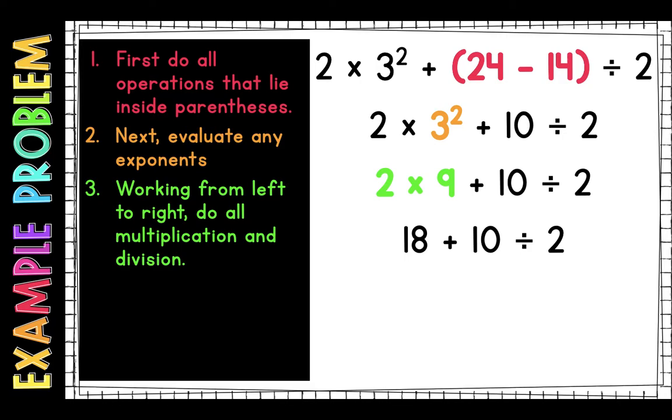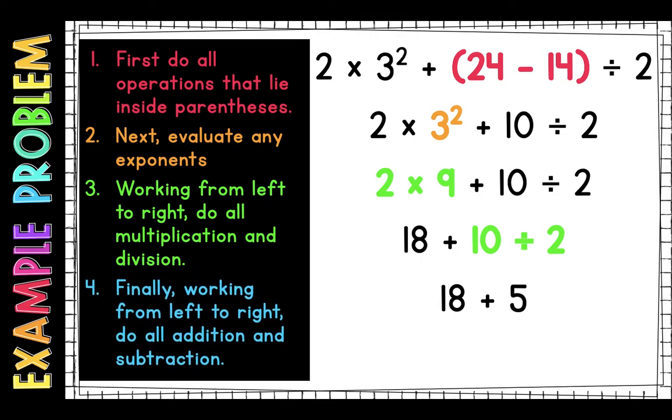Now, I can't move on to my next step yet because I still have some division left in this expression. So I need to divide 10 by 2 before I can move on. I know that 10 divided by 2 is 5, so I'll rewrite this expression with a 5 instead. And now I just need to work through any addition or subtraction. So I'll do that final addition statement, 18 plus 5, which gives me 23 as my final answer.